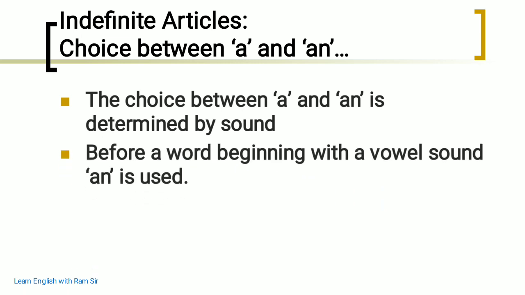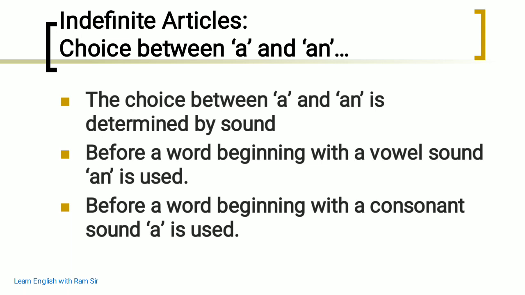The second thing: before a word beginning with a vowel sound, we need to use an. If the word starts with a vowel sound, you have to use an. Many times most of the teachers told us that a, e, i, o, u are the only five vowels we have in English. But let me tell you, this is not the exact truth, because in English we have 12 pure vowels, 8 diphthongs, and 24 consonant sounds. I will tell you afterwards which are the 12 pure vowels. But before that, let's see the third thing: before a word beginning with a consonant sound, you have to use a.